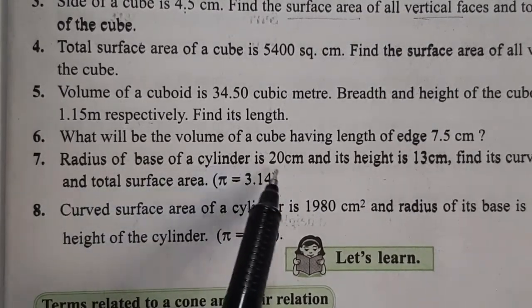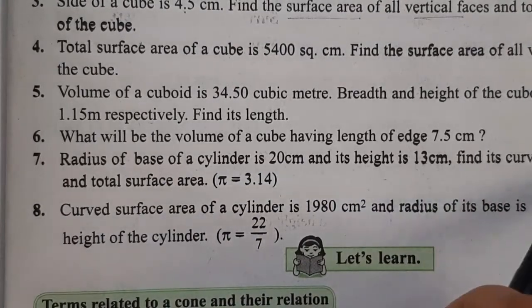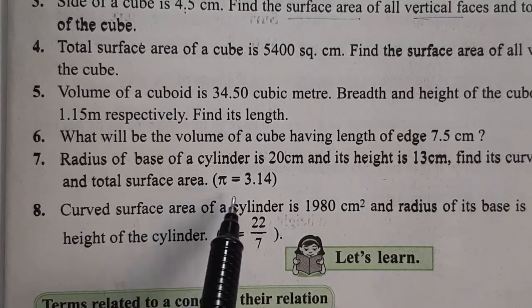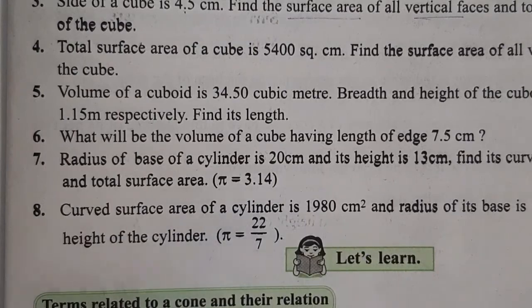Radius of base of cylinder is 20 centimeter and height is 13 centimeter. Find its curved surface area and total surface area. Already I told that pi value is given to you. That pi value is 3.14. Now see the solution.